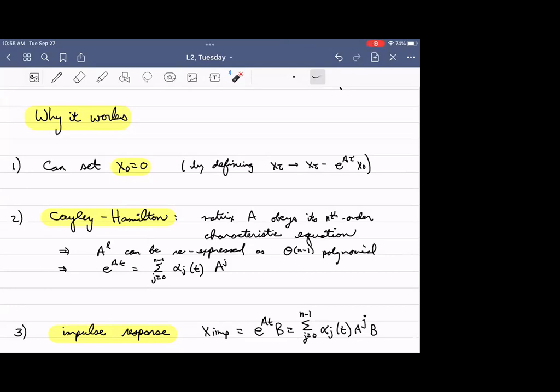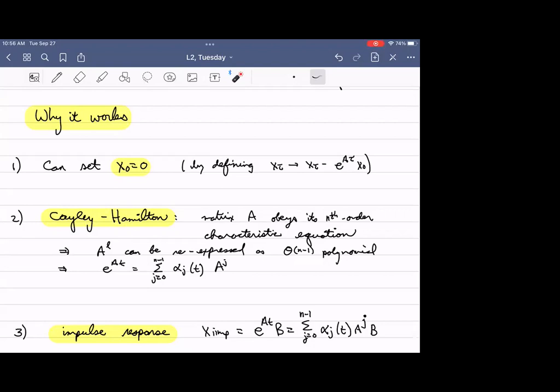Remember when we defined eigenvalues, we had the characteristic equation for the lambdas. The matrix also obeys it. Intuitively, this is because it's just the matrix of all the lambdas in its diagonal form, so it'll end up being n copies of the characteristic equation if you write it as R D R inverse. So what is the consequence of that? It means that if we take a power A to the L, it can be expressed as an order N minus one polynomial, because this is an nth order matrix equation.